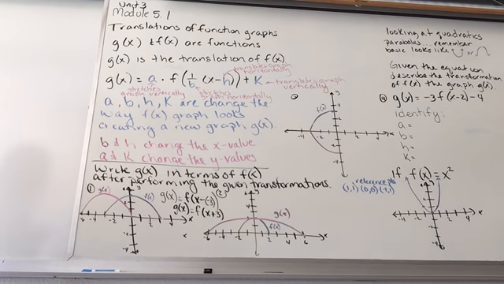Now, let's look at number 2. We're going to do the same idea. We've got to first identify what's happening between the blue and the pink. It didn't move left or right. It didn't move up or down, but it stretched left and right. Left and right is always a horizontal, and it's a horizontal stretch.